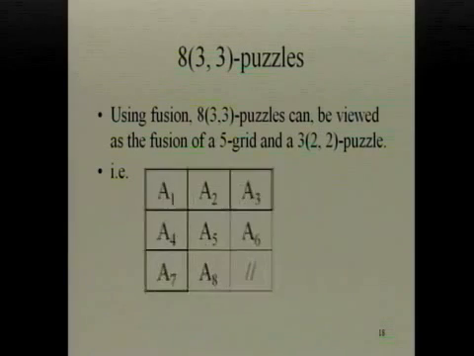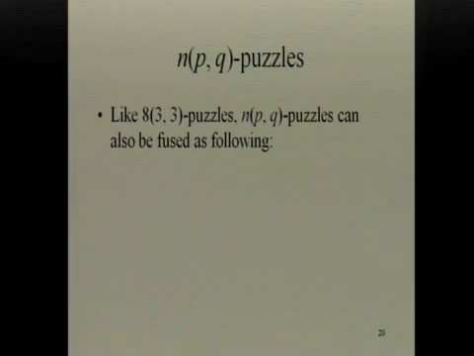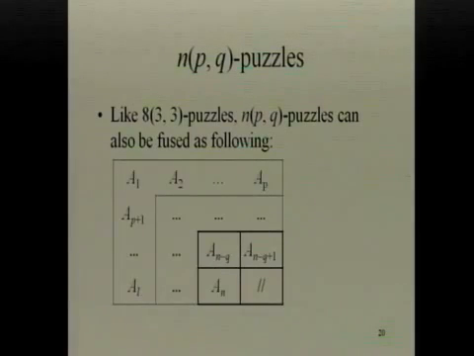Using fusion, we can take the H3P puzzle as a fusion of a 5 grid and a 3-2-2 puzzle. And we can generalize this viewpoint to all rectangular MPQ puzzles as well, into which a 3-2-2 puzzle is fused at the right bottom corner.